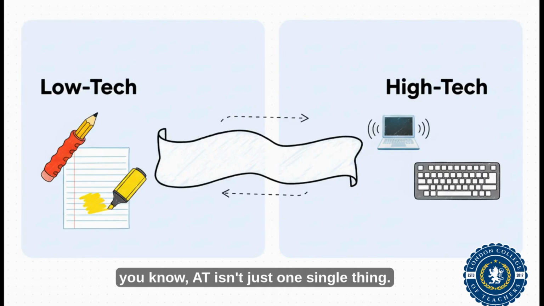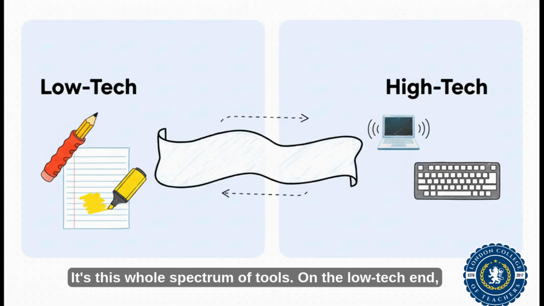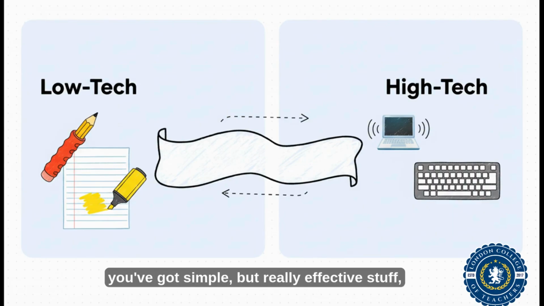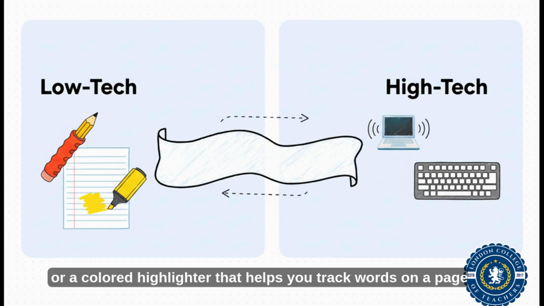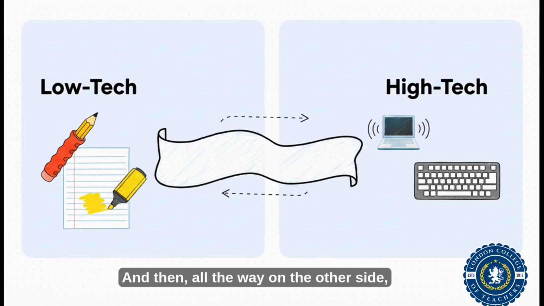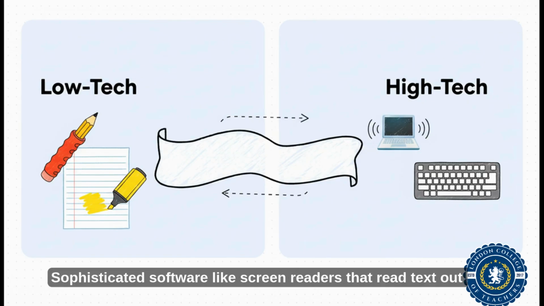And you know, AT isn't just one single thing, it's this whole spectrum of tools. On the low-tech end, you've got simple but really effective stuff, like a special grip for a pencil or a colored highlighter that helps you track words on a page. And then, all the way on the other side, you've got the high-tech stuff, sophisticated software like screen readers that read text out loud or adaptive keyboards for students with motor challenges. It's all about finding the perfect tool for the task at hand.